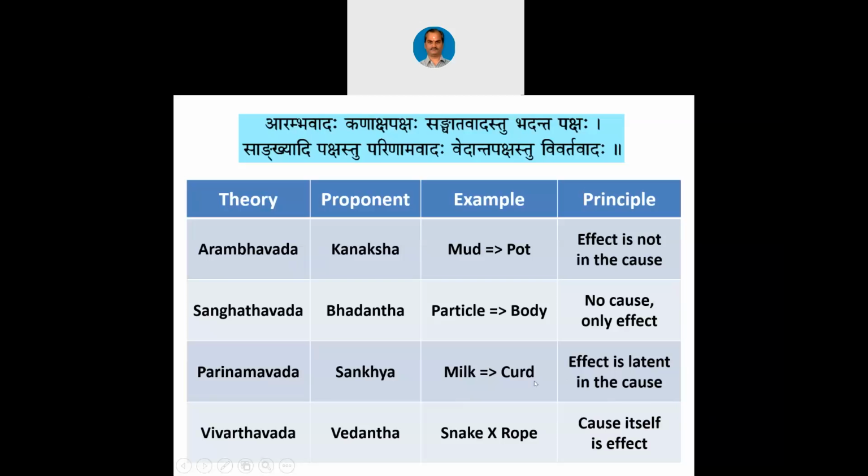Effect already was there in the cause. That is how effect was produced. This is contradictory to the Arambhavada, where it says effect is not in the cause. And there the example is given of mud and pot. Here the example is given as milk and curd.